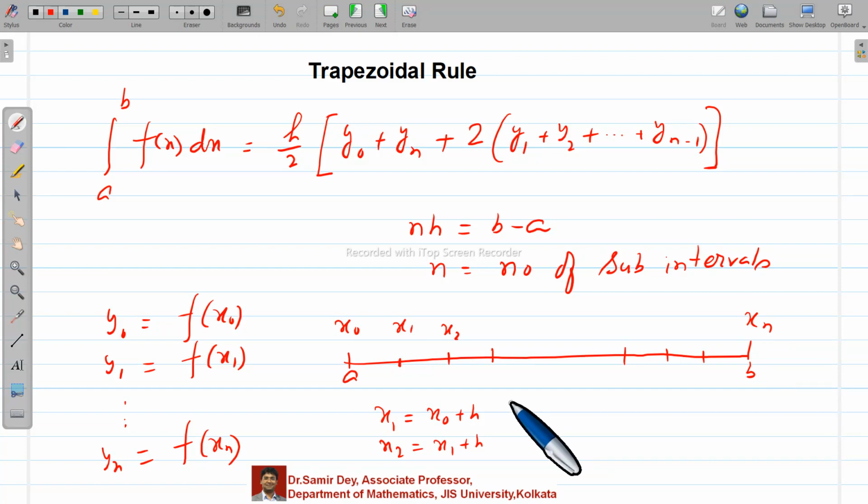So this is the basic information. Now we can understand everything with a numerical example. So this is the trapezoidal rule: the integral from a to b of f(x) dx equals h by 2, where h is the interval length, times y0 plus yn plus 2 times y1, y2 up to yn minus 1. So it is the first and last term summation plus 2 times the summation of all other terms. Now try to understand everything step by step with a numerical example.